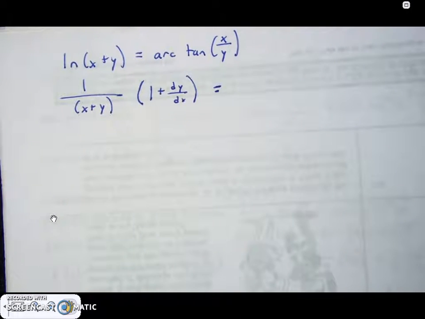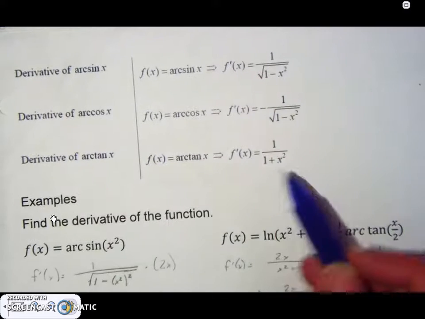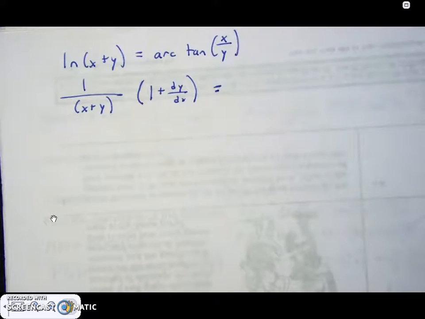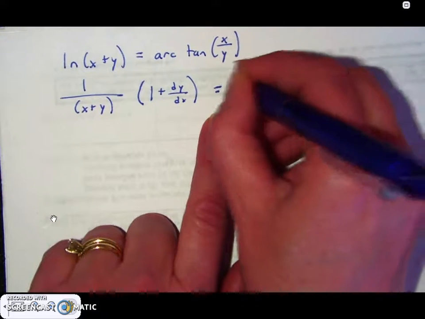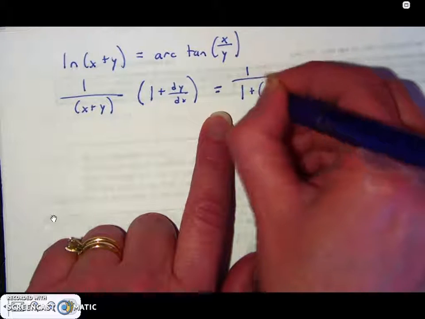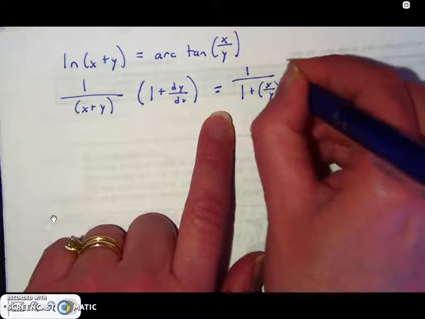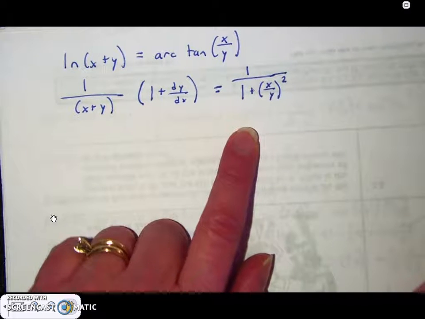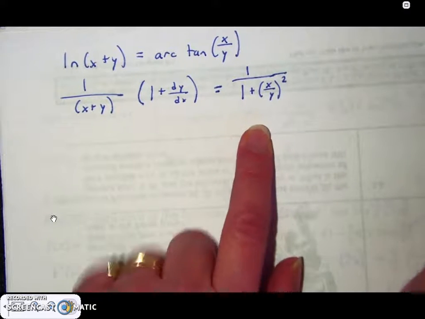Okay, and then we need to take the derivative of arctan of x over y. So we're going to be substituting x over y into the arctan function, and then times the derivative of x over y, which is going to be the tricky part. If you look at your arctan rule, it's 1 over 1 plus x squared. So for us, it's 1 over 1 plus x over y squared. And then I've got to say that times the derivative of x over y.